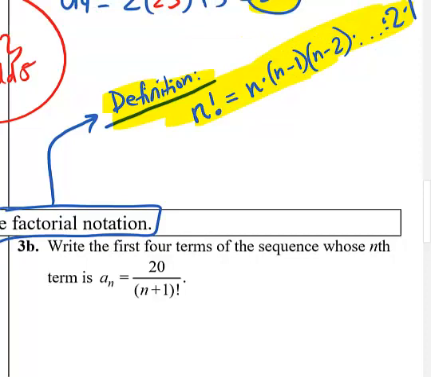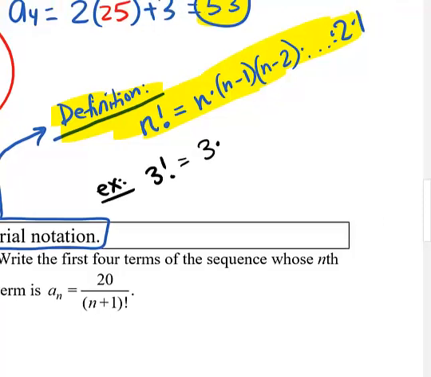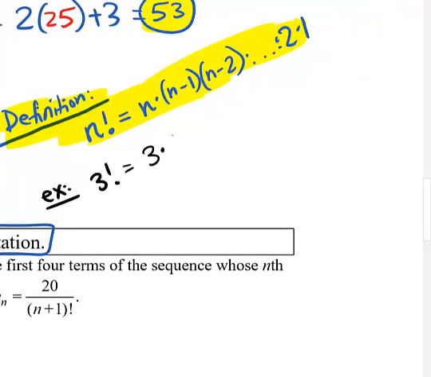Let's see, for example, what if they wanted us to find 3 factorial? So 3 factorial means 3 multiplied by all the smaller whole numbers until you get to 1. So it goes 3 times 2 times 1, and that's it. Once you get to 1, you stop. 3 times 2 is 6, times 1 is still 6. So the answer is 6.